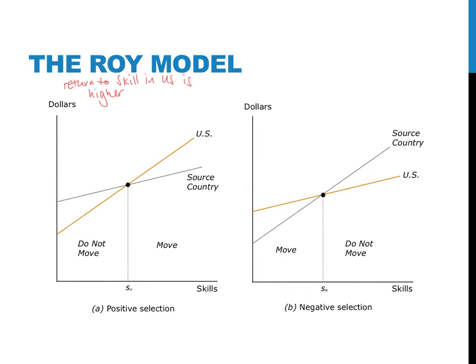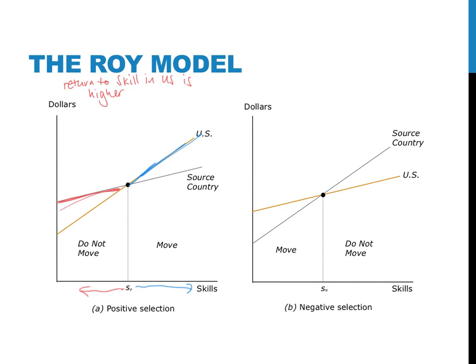And if your skill level is lower than S sub P, you're going to be better off in the source country. However, if you're a high skilled worker with a skill level higher than S sub P, you're going to be able to do better in the US. So we're going to see this positive selection of immigrants, and so immigrants from this particular source country with lower returns to skill than the US would tend to be high skilled workers.